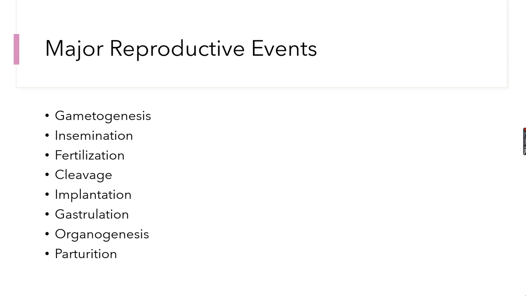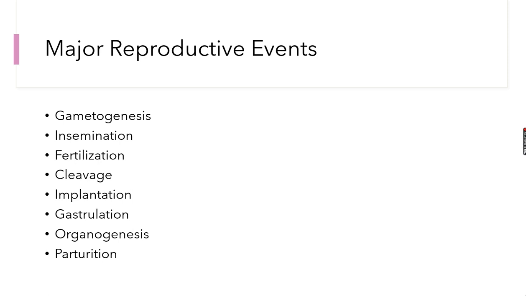Next is organogenesis. Organogenesis is the formation of specific tissues, organs, and organ systems from these primary germ layers. Ectoderm makes some organs in our body, and endoderm and mesoderm make the others. Then parturition means childbirth. It involves expelling of the baby from the mother's womb. The uterus में से baby का बाहर expel होना, that is called parturition. So these are the major reproductive events. Various hormones and various processes are involved in this. We'll study them one by one.